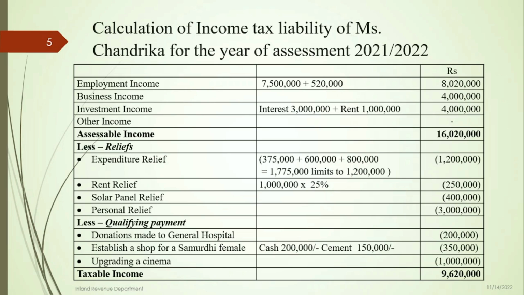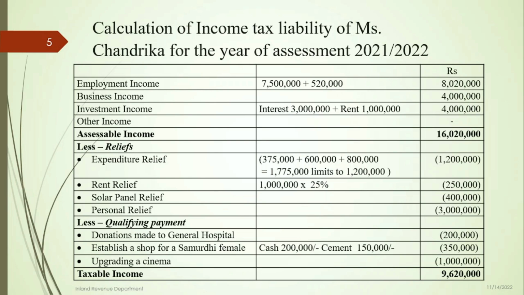In addition to that donation, she donated to a Samurdhi family, a Samurdhi lady, to establish a shop. In cash 200,000 and cement 150,000. Altogether 350,000. She can deduct that 350,000 as a qualifying payment. Since this lady is in the film industry, she spent 1 million for the upgrading of her cinema. She purchased several pieces of equipment to upgrade her cinema. Therefore, 1 million will be a qualifying payment.